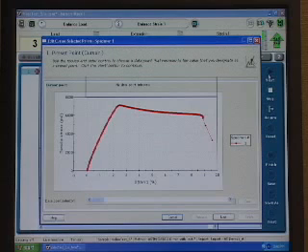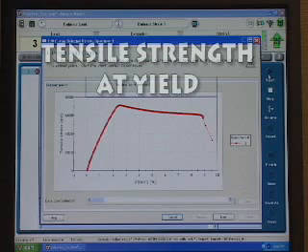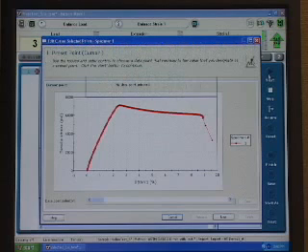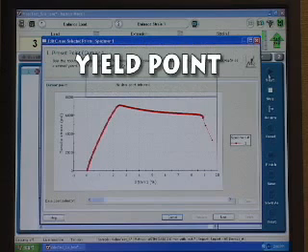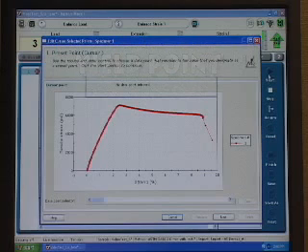When the maximum stress occurs at the yield point, it shall be designated tensile strength at yield. When tensile strength occurs at the break, it is typically identified as tensile strength at break. The yield point is defined as the first point on a stress-strain curve at which an increase in strain occurs without a corresponding increase in stress, and is referred to as a zero-slope yield.